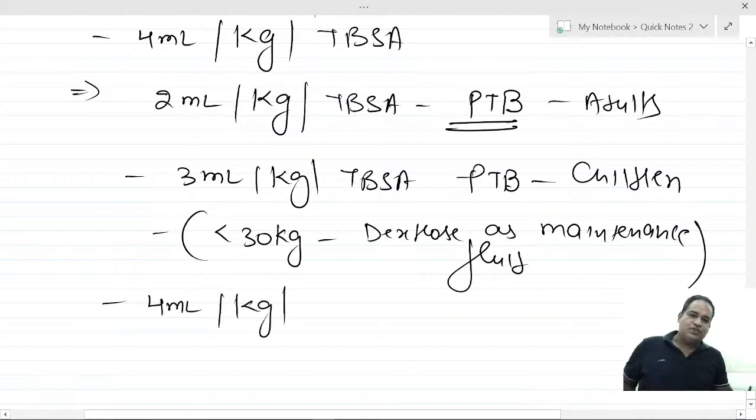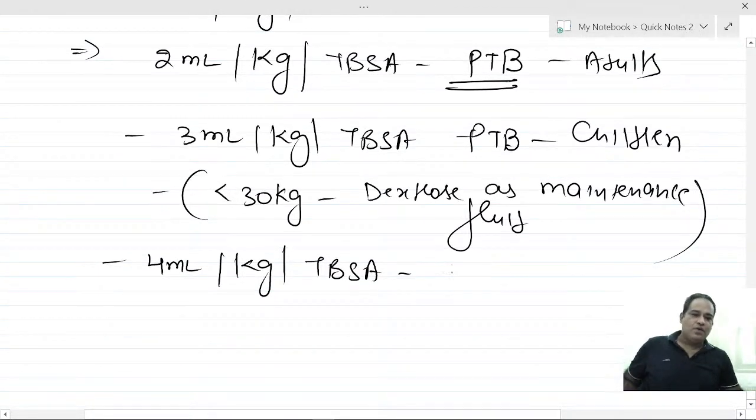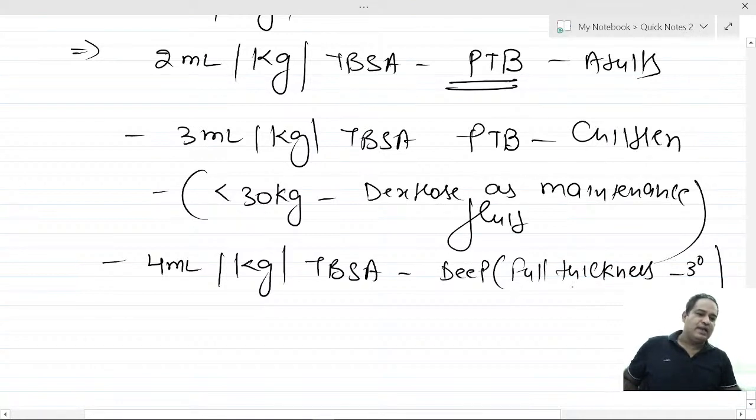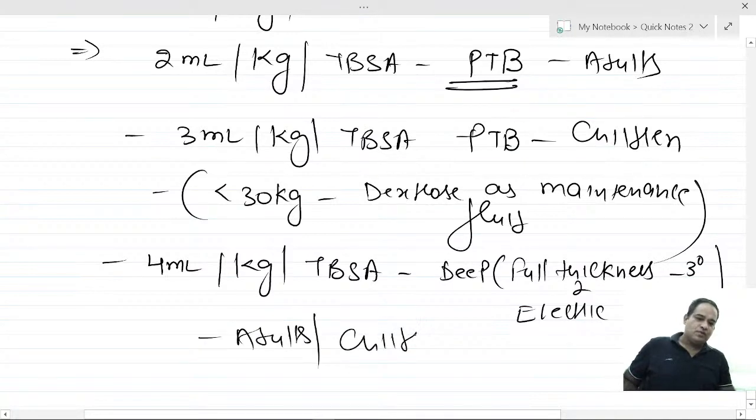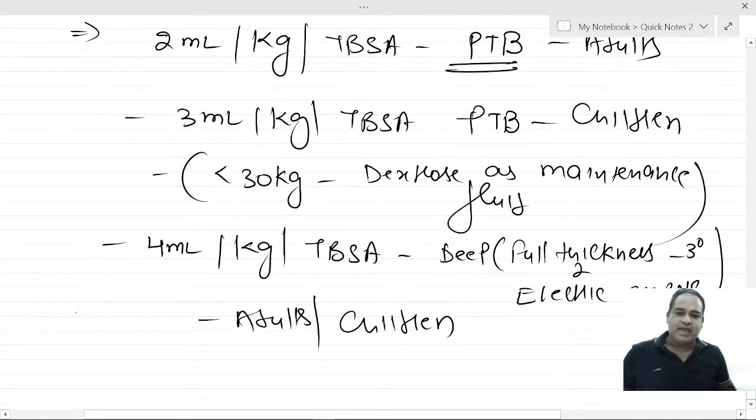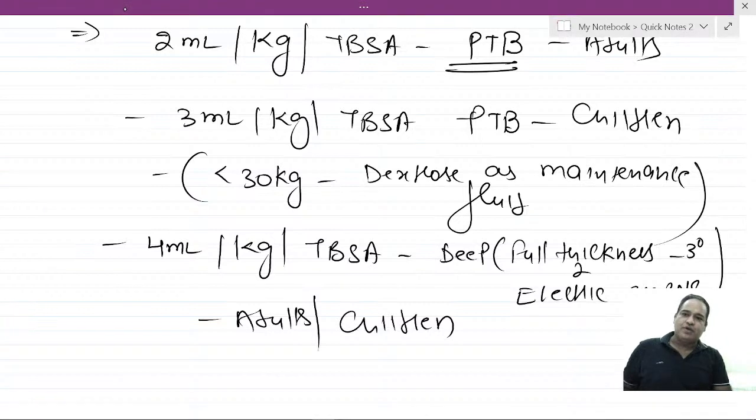4 ml per kg per unit body surface area for deep, that means full thickness, that means third degree, and electric burns, for both adults as well as for children. These are the modifications.